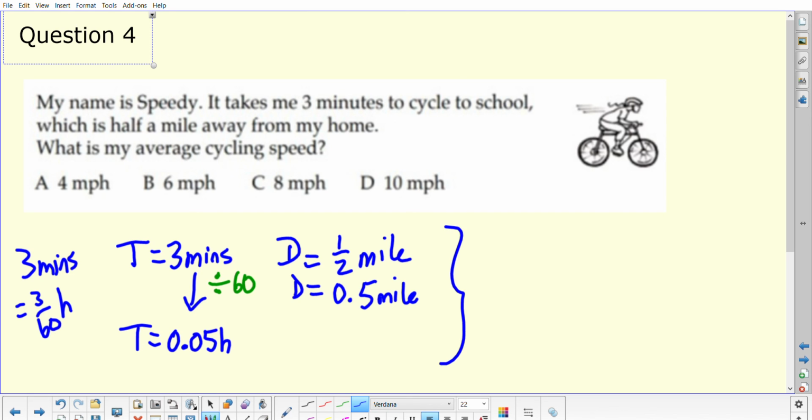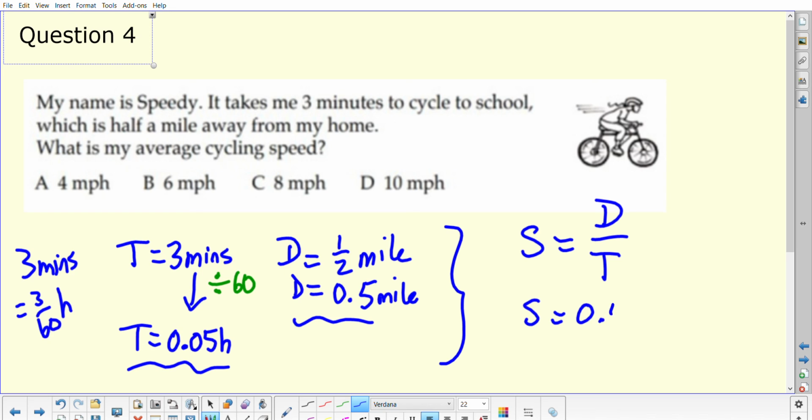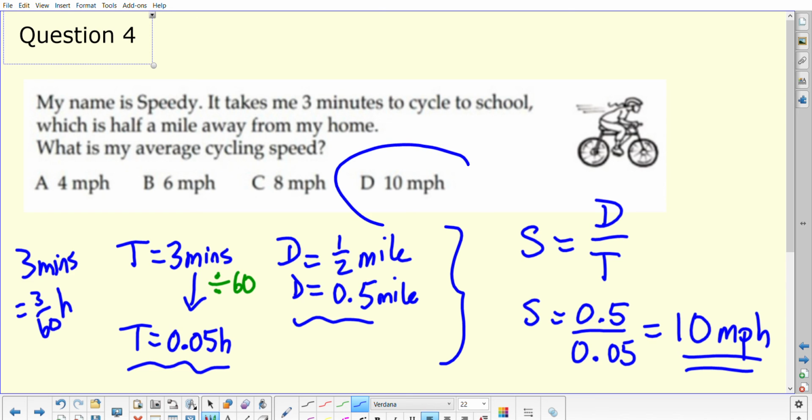So putting those two values, the 0.05 and the 0.5, average speed is equal to, again getting the formula from the triangle, distance over time. So 0.5 divided by 0.05, and if you do that in the calculator, it comes out with the answer of 10, and we now know our answer is in miles per hour, which was answer D. So well done if you got that one correct. A wee bit tricky because of the time unit, and you'll be working a wee bit more on that today.